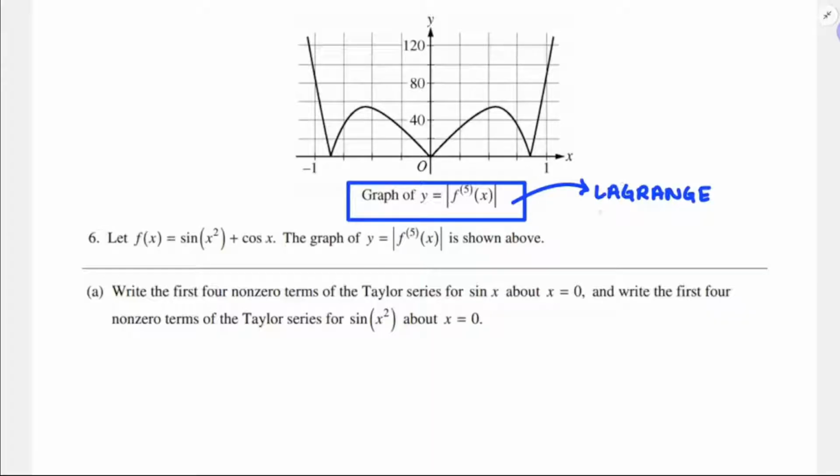But as long as we keep our cool and don't freak out about the fact that it's Lagrange error bound, and remember that we just need to know our formula, we're going to be able to reliably collect the points on these. Now, they're also saying f of x is sine of x squared plus cosine of x. Okay, now that's interesting. We're probably going to build up a Maclaurin series for this function f.